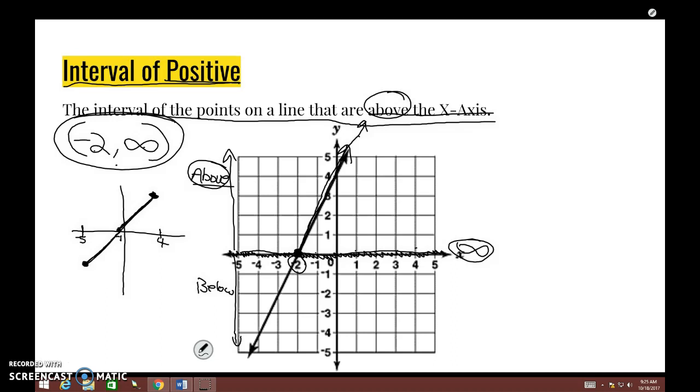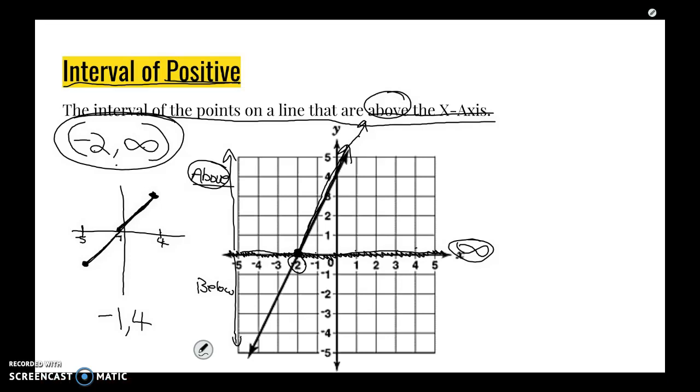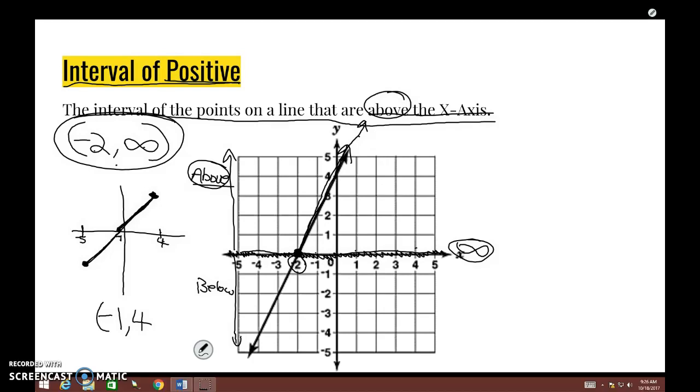So here what we're looking at is everything being above the x-axis from negative 1 to positive 4. Now to determine if it needs brackets or parentheses, we know that it cannot be included if it's equal to here because it's on the line. So negative 1 is going to get a parentheses. And then for 4, 4 is above when it's equal to, so we can say that's equal to. So we're going to put a bracket around 4. And then that would give us our answer for this one.